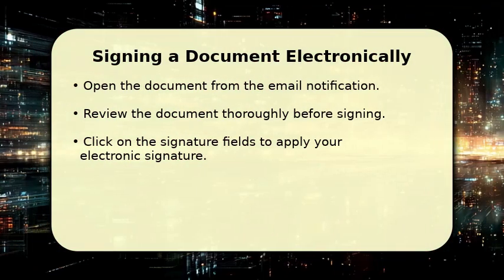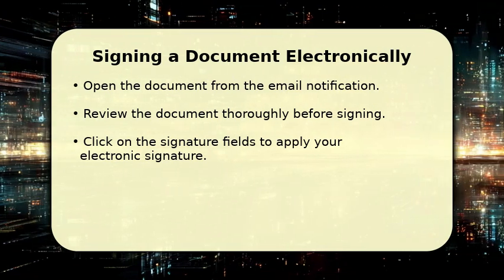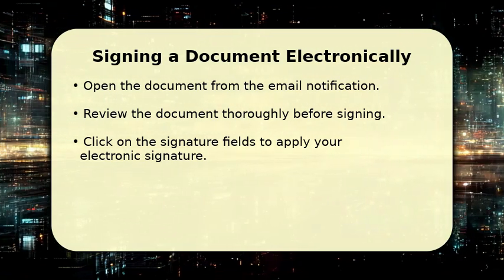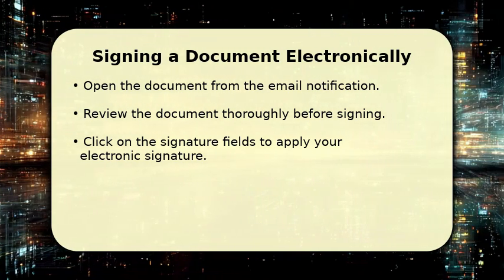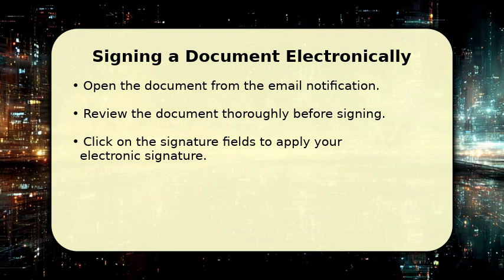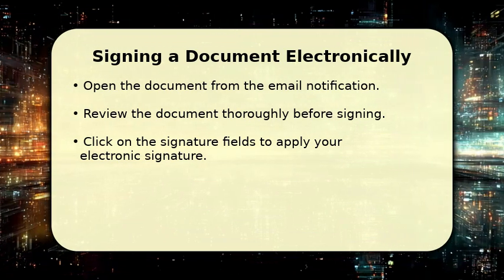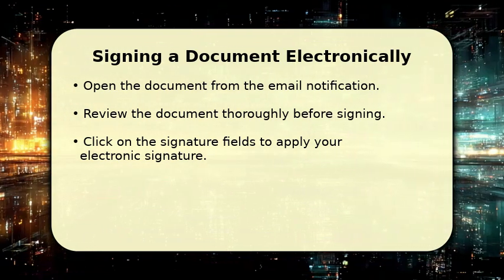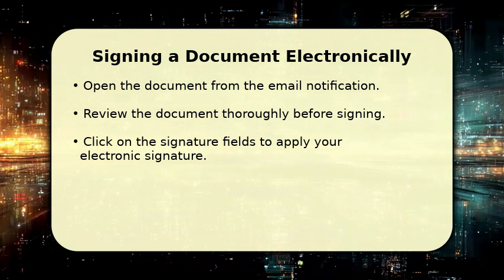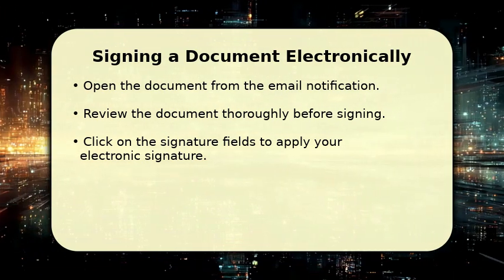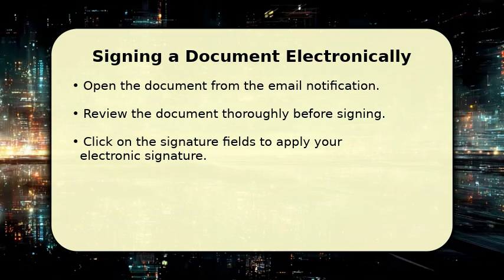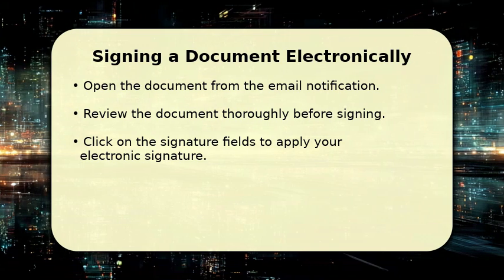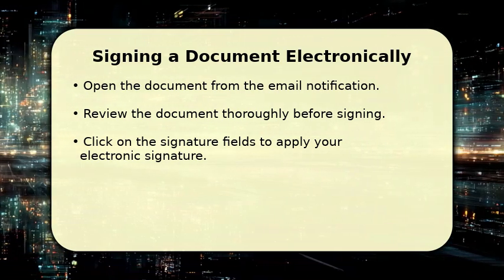When you receive a document for signing, the process is just as simple. You'll get an email notification with a secure link to the document. Click on it to open and review the document thoroughly, ensuring everything is correct. Then, simply click on the designated signature fields to apply your electronic signature. The platform guides you through each step, making it easy to complete. Once you've signed all required fields, confirm your action, and the document is securely sent back.